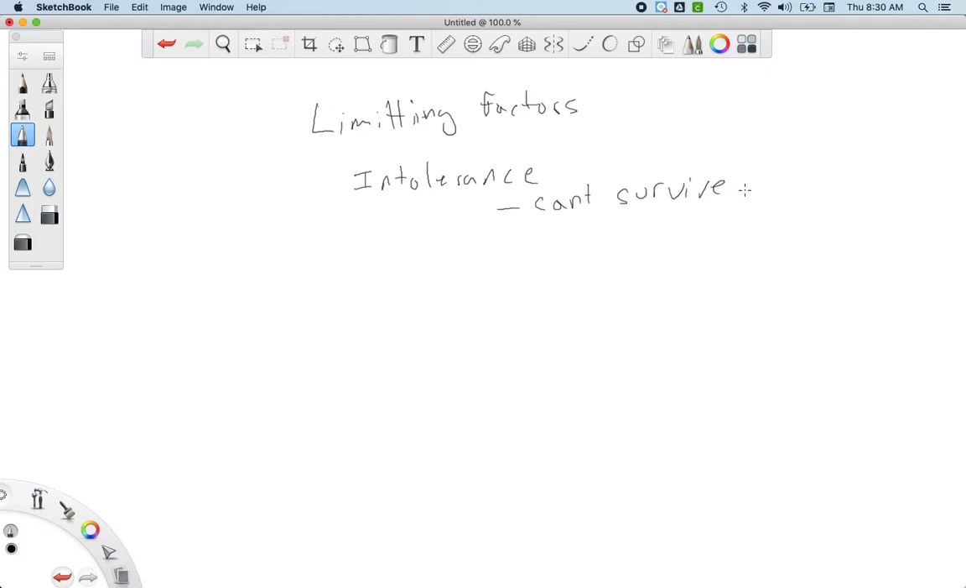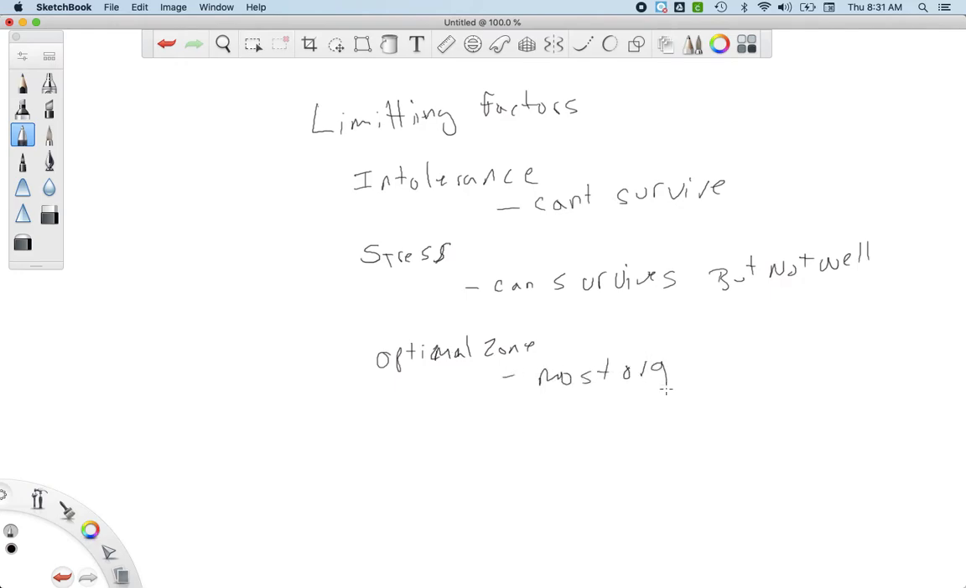There are also stress regions. And in a stress region, organisms can survive, but not well. So you would expect to find fewer organisms in a region of stress. The best place for an organism to be is in an optimal zone. That's where you'll find the most organisms of a particular type.